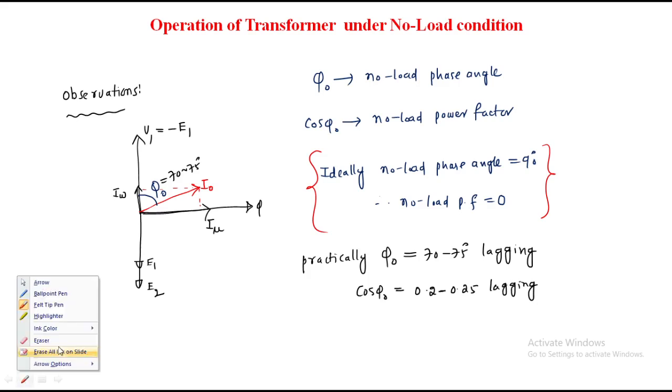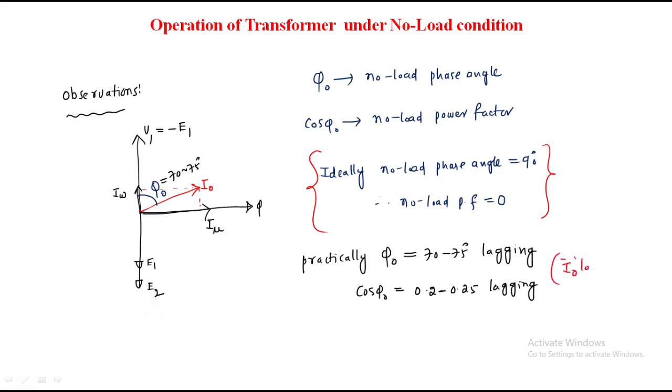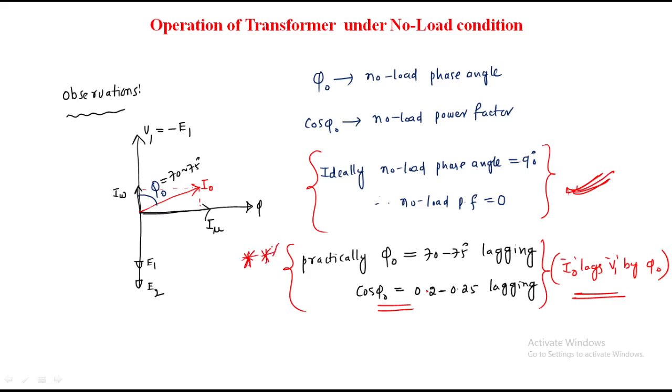Why is it lagging? I naught lags V1 by phi naught. That's why it is lagging. Always it operates with a lagging power factor. This is the practical value of no load phase angle and no load power factor. This is the ideal value of no load phase angle and no load power factor. These two are the most important. Okay.